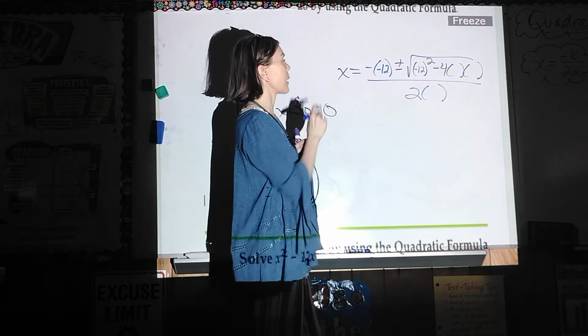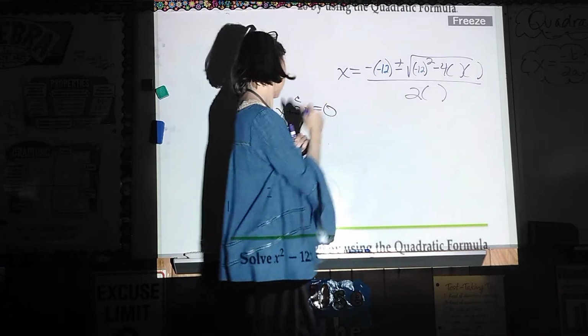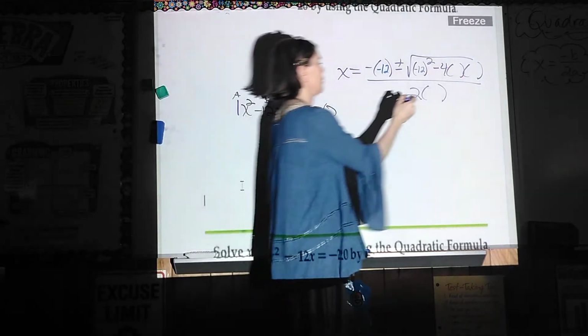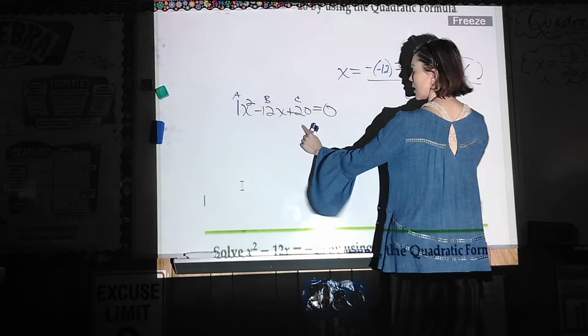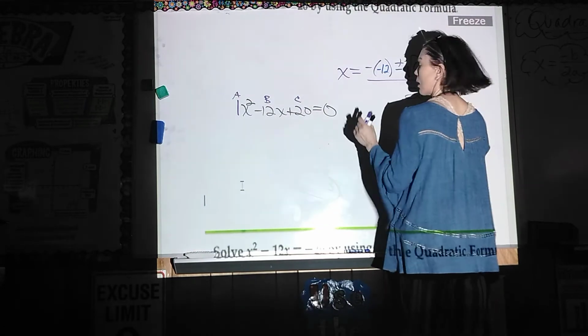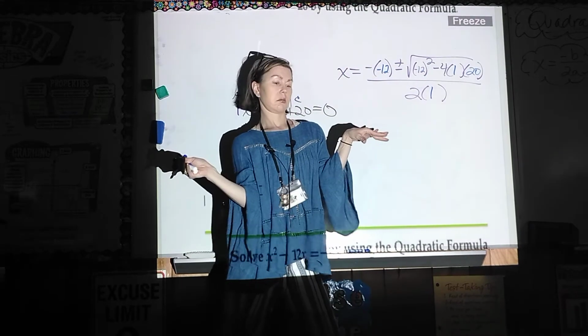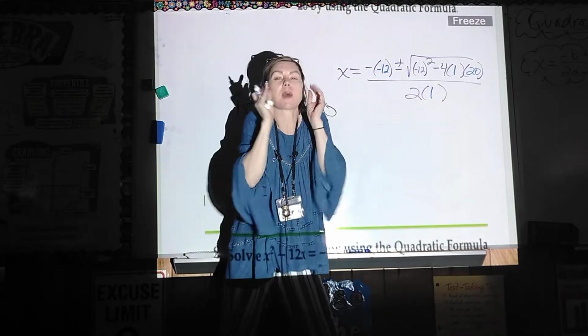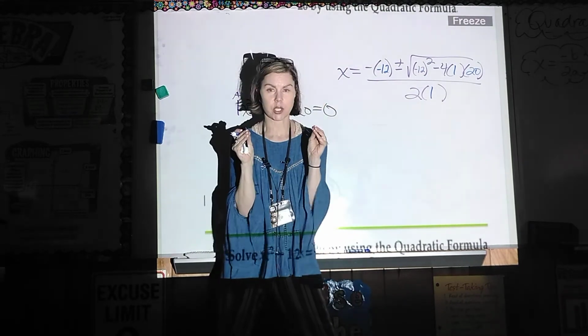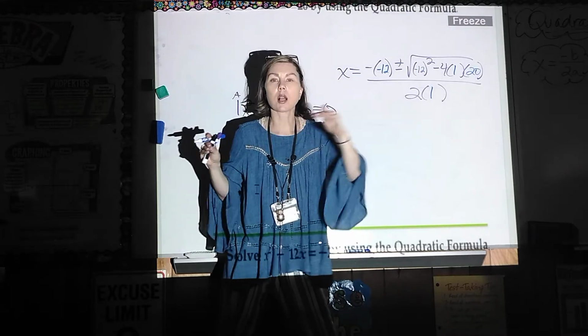Times negative 4 times A times C. What is our A? 1. What is our C? 20. What is our A? 1. So you guys, what is this about, folks? Organization. That's all it's about, okay?